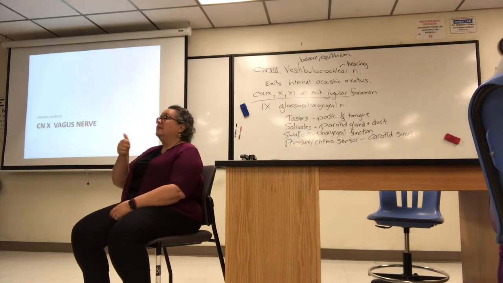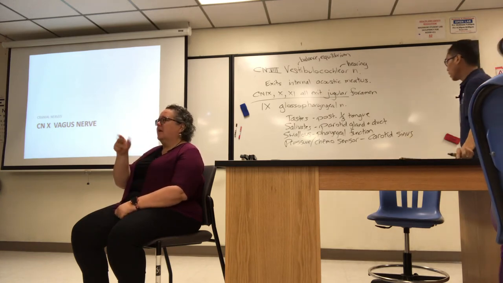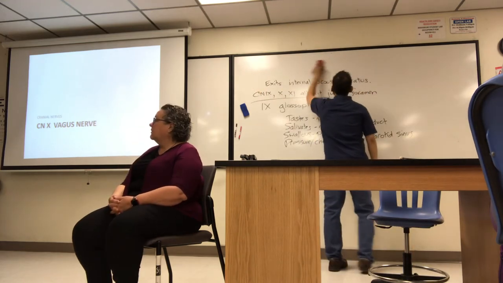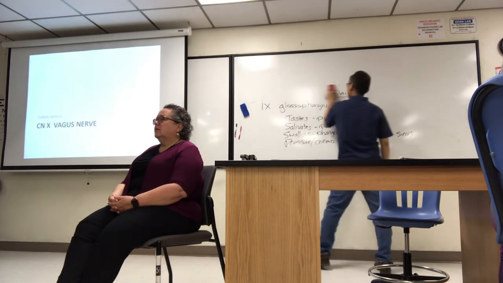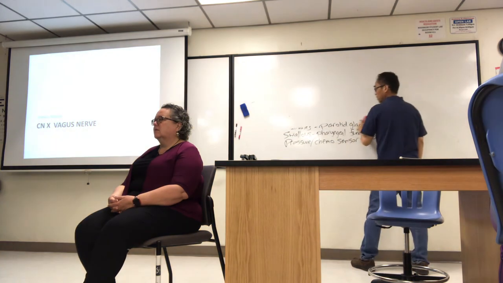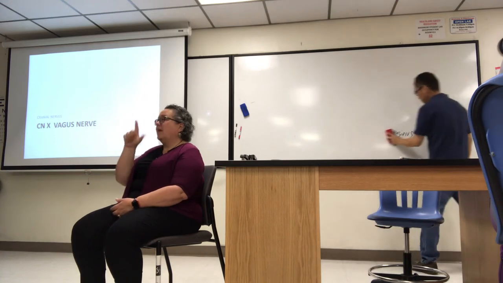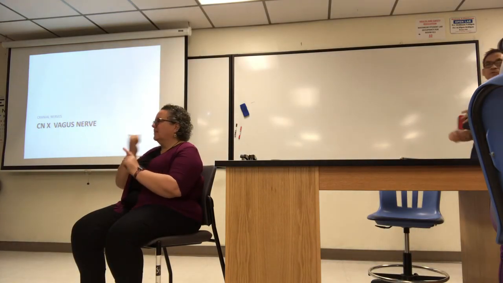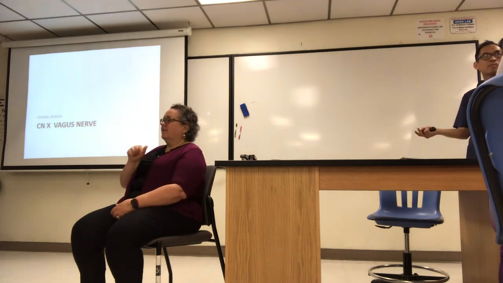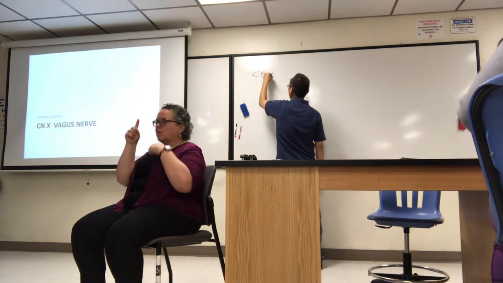Okay, 10 is the longest nerve. Vagus. So don't think Las Vegas. It's not spelled like that, is it? Students always want to spell it like that. Vagus is like vagabond. It goes everywhere. That's how the nerve got its name. So cranial nerve 10, vagus.